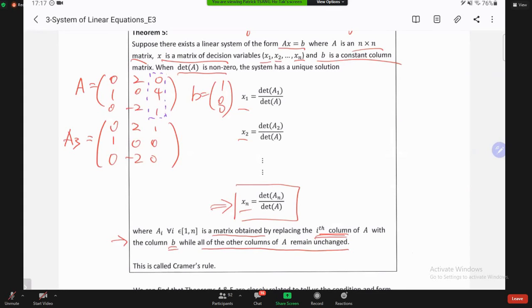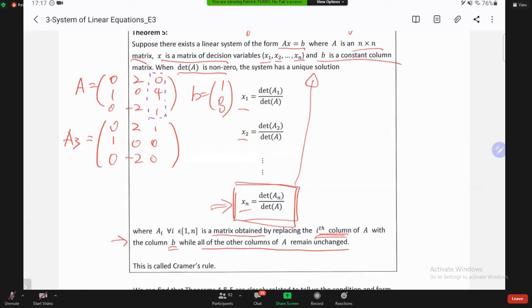If determinant A doesn't equal 0, that means this whole quantity xn is well defined, because determinant A is non-zero, right? Some number divided by non-zero. Of course, this is a unique number, right? And this corresponds to why I simply call it a unique solution.